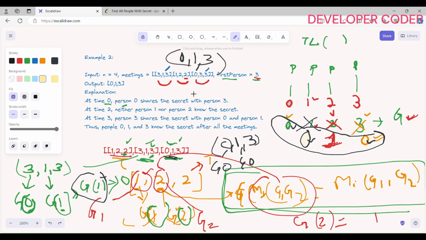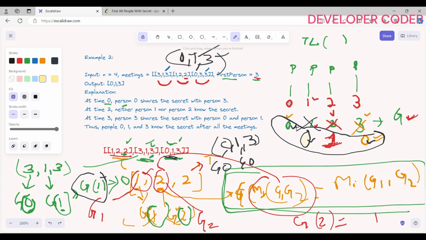We get the result. Person 0, 1, 3 are in the same group, because 0, 0, 0, okay. So I hope that you guys are clear, right? So these are the persons, and I have initially placed all the persons in their respective groups.